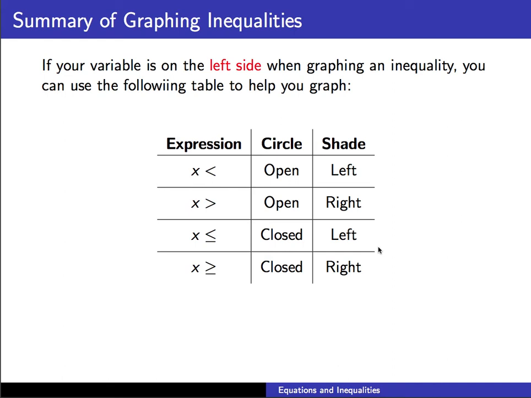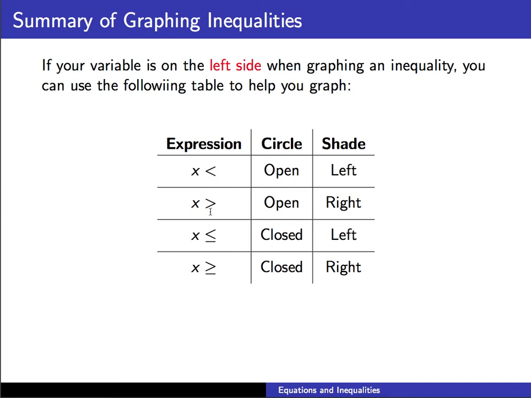If your variable's on the left-hand side when graphing an inequality, you can use the following table to help you graph it. If you have x is less than or x is greater than, you're going to use an open circle at that value, like x is greater than negative 4 will be an open circle at negative 4 on a number line. We use open circles to represent where it cannot actually equal the value. Closed circles represent values it can actually equal. So we'll use closed circles with less than or equal to and greater than or equal to, and open circles for less than and greater than.